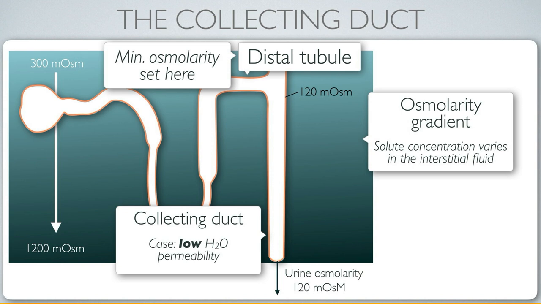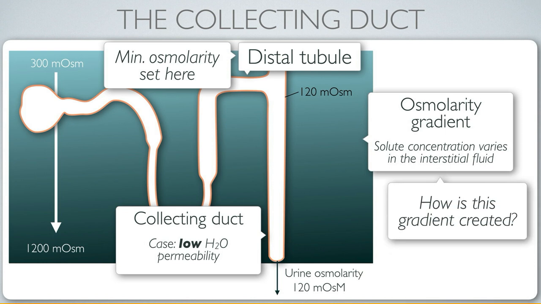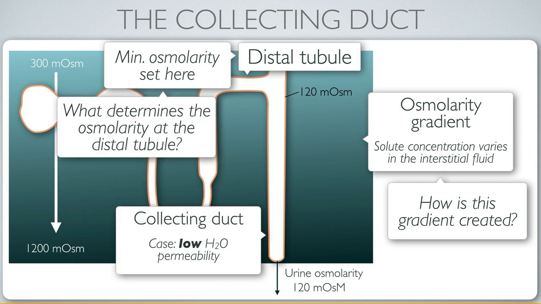All right, so that's most of what I wanted to say about the collecting duct, but of course there's a lot more to the story here, because we have this osmolarity gradient sort of mysteriously being created. So one question is, how is that created? That's going to determine the maximum osmolarity that we can generate. The other question is about the minimum. What determines the osmolarity at the distal tubule? And the answer to both of those questions comes from a consideration of the loop of Henle.